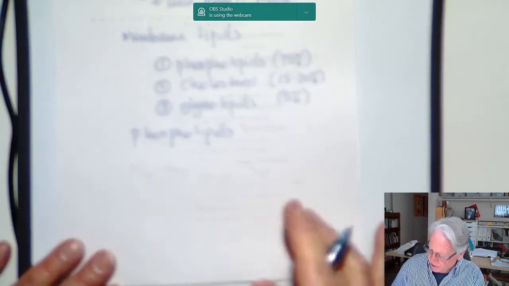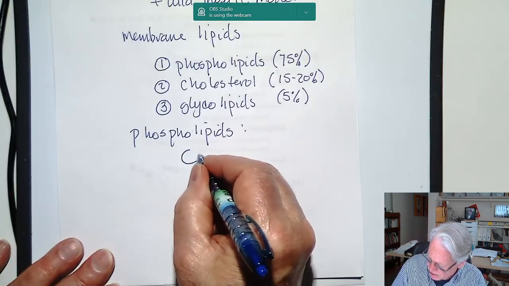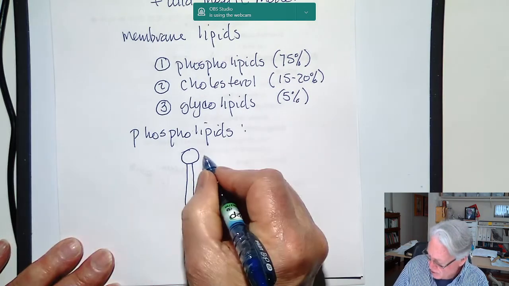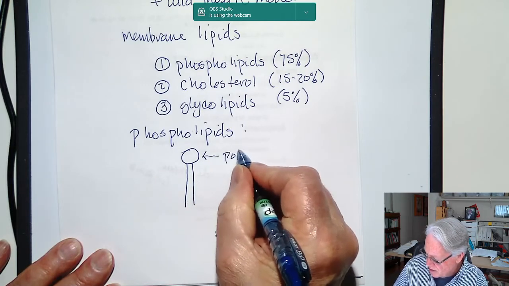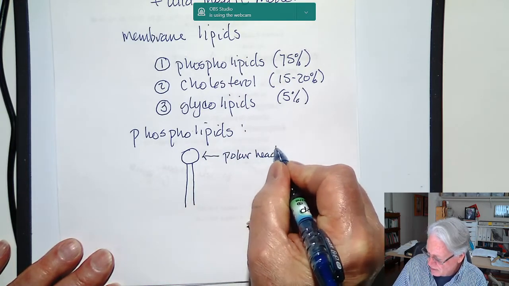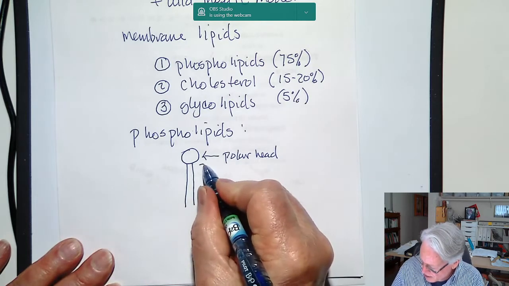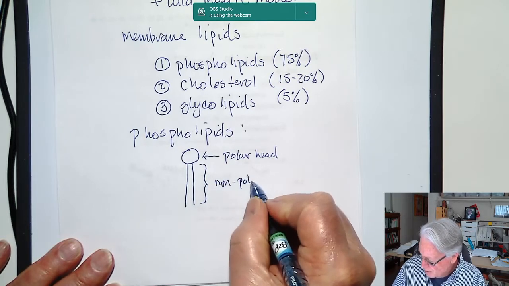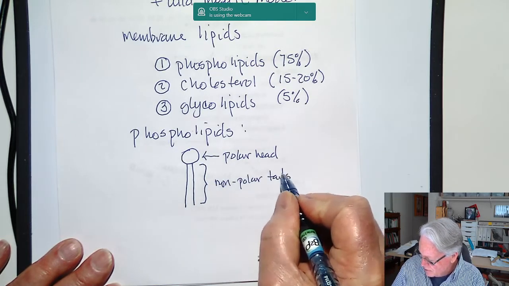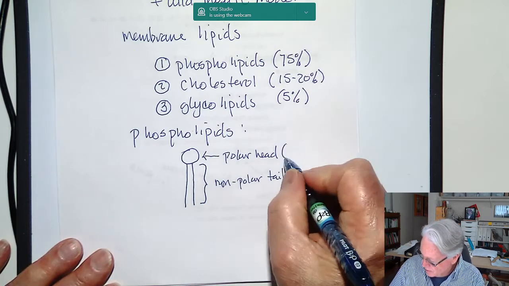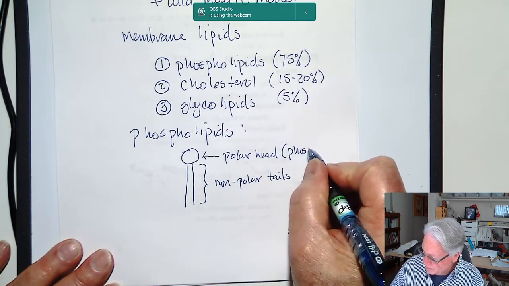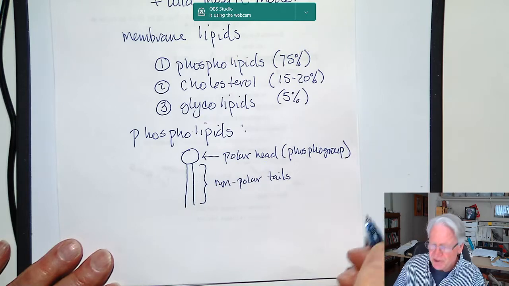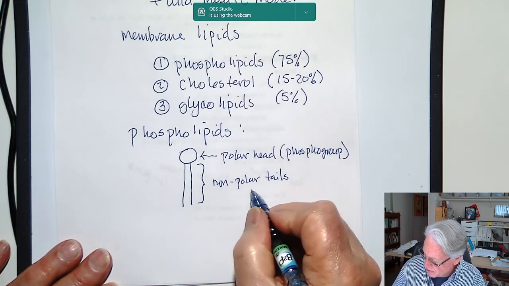And as you recall, just quickly reviewing, we have this easily made representation of a phospholipid. So we have our polar head, and then we have our non-polar tails. And this is composed of a phospho group, so it has a charge, and the nonpolar tails are fatty acids.